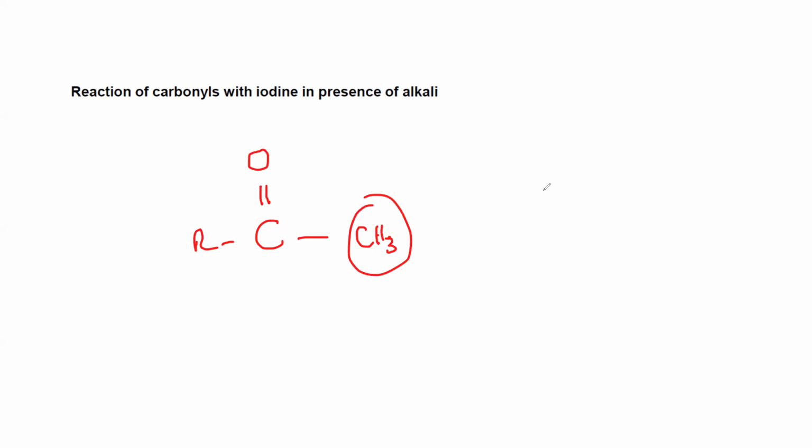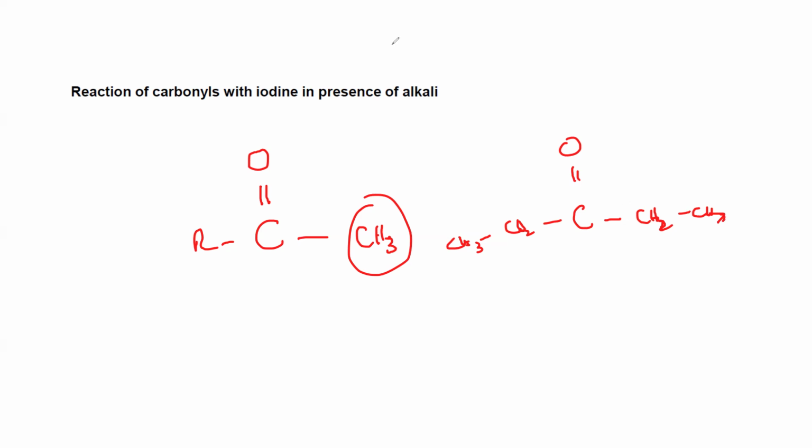But if we have a carbonyl group and next to the carbonyl there is no methyl, for example if it was CH2 and CH3, and we also have CH2 and CH3, so what will happen? This will not give a positive result, this will give a negative result, like the reaction will not occur.